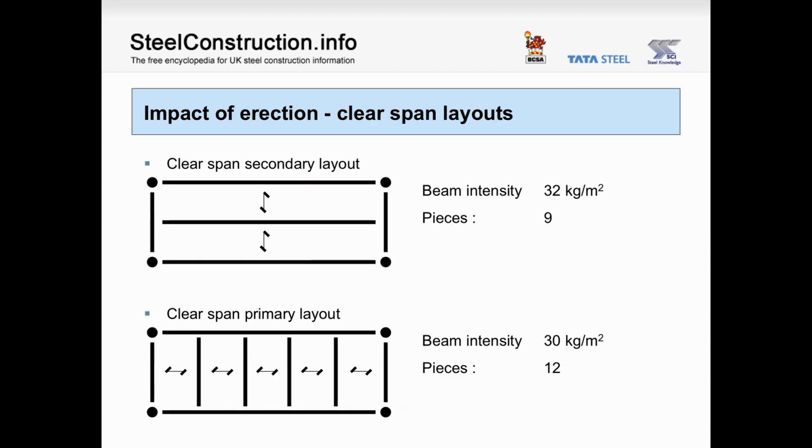Similarly, we can see that although clear span primary has a steelwork intensity slightly lower than that of the clear span secondary, the reduced piece count should lead to the selection of clear span secondary layout unless other factors dictate.